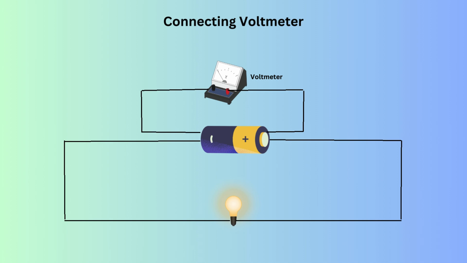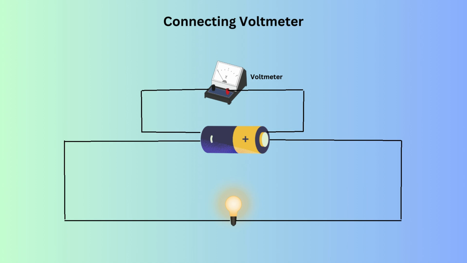Now, connecting a voltmeter. So here is a diagram showing how to connect a voltmeter. Unlike an ammeter, which we connect in series, a voltmeter is connected across a component in a circuit. This means we place it on either side of the part of the circuit we want to measure, like putting a ruler on either side of a book to measure its width.